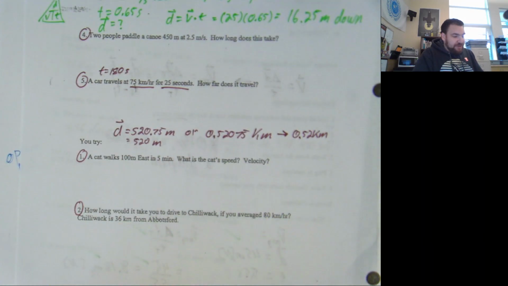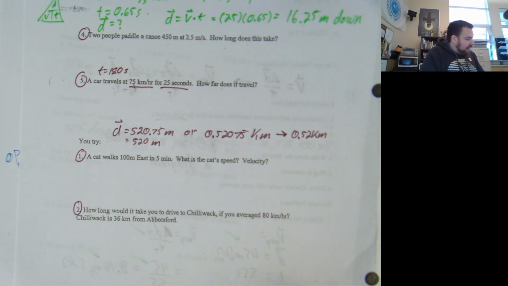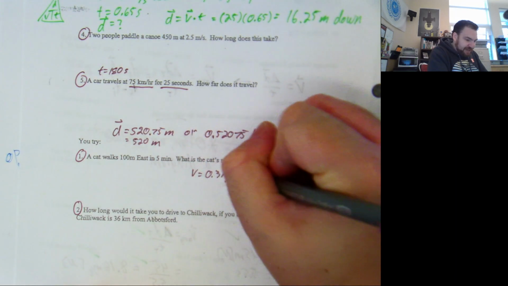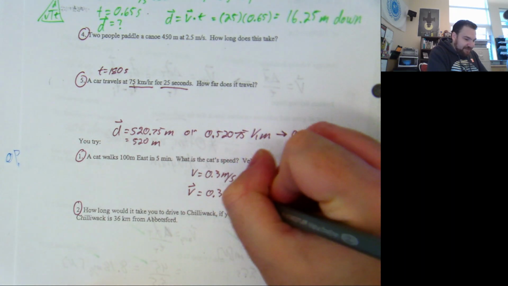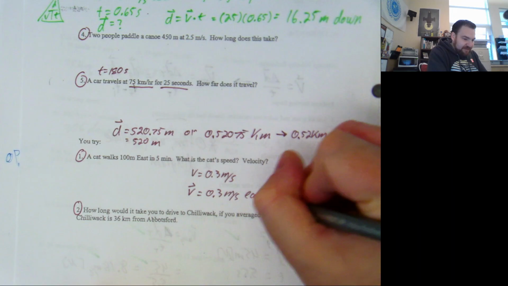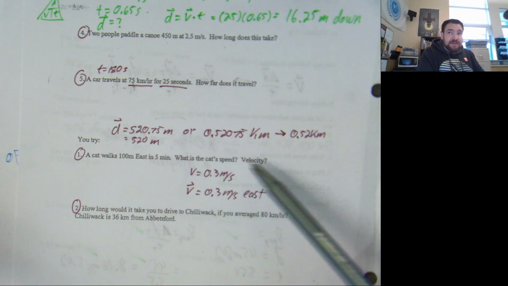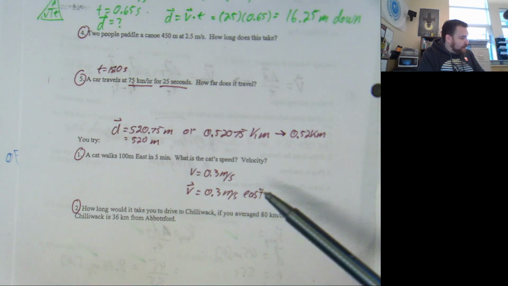And then I wanted you to try 1 and 2. We wanted speed and velocity for the cat. Speed for the cat, 0.3 meters per second. Velocity for the cat, 0.3 meters per second east. In this case, because there's no change in direction, the only difference between speed and velocity is that the velocity has a direction.